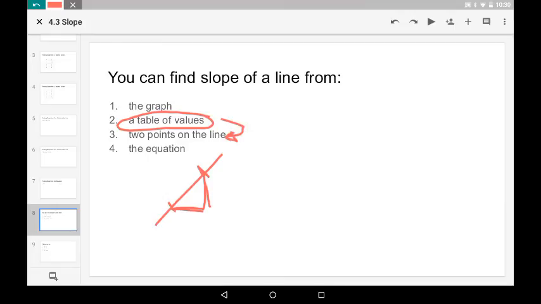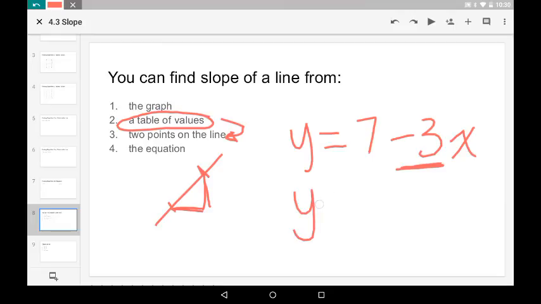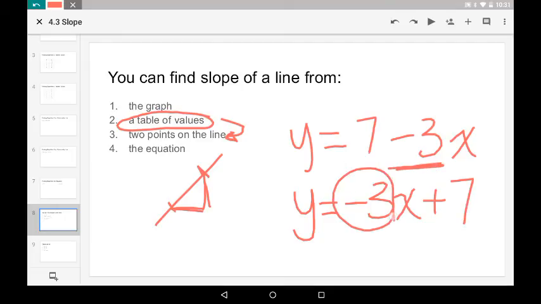And if you're given the equation, either rearrange to get it in y equals mx plus b form, or if it's already there, the number before your x, there's your slope. And just to note, if you're given an equation that looks like this, m, your slope, is always the number in front of the x. So if we rearrange this so it's written correctly in y equals mx plus b form, we'd have negative 3x plus 7, so our slope is negative 3.